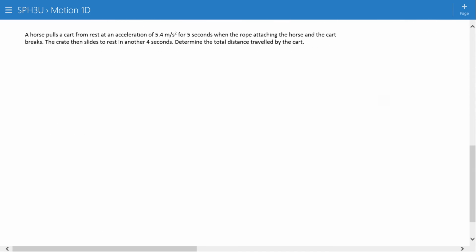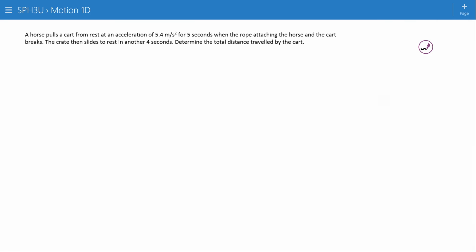Another example. A horse pulls a cart from rest at an acceleration of 5.4 meters per second squared for 5 seconds when the rope attaching the horse and the cart breaks. The crate then slides to rest in another 4 seconds. Determine the total distance traveled by the cart.